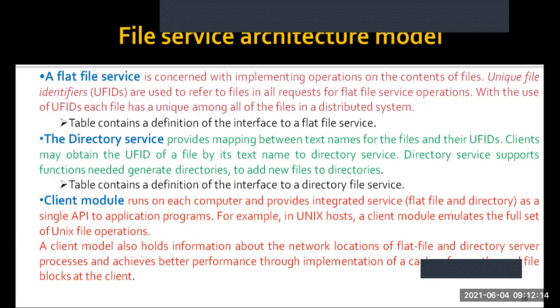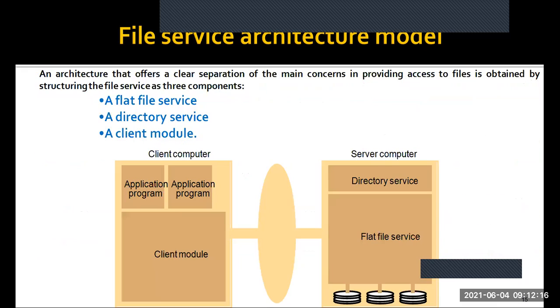Okay, so within the file service architecture we have 3 modules. The architecture offers a clear separation of the 3 modules. What are the 3 modules of the file service architecture? That is the flat file service, the directory service and the client module. The flat file service and the directory service exist on the server computer, and the client module exists on the client computer.